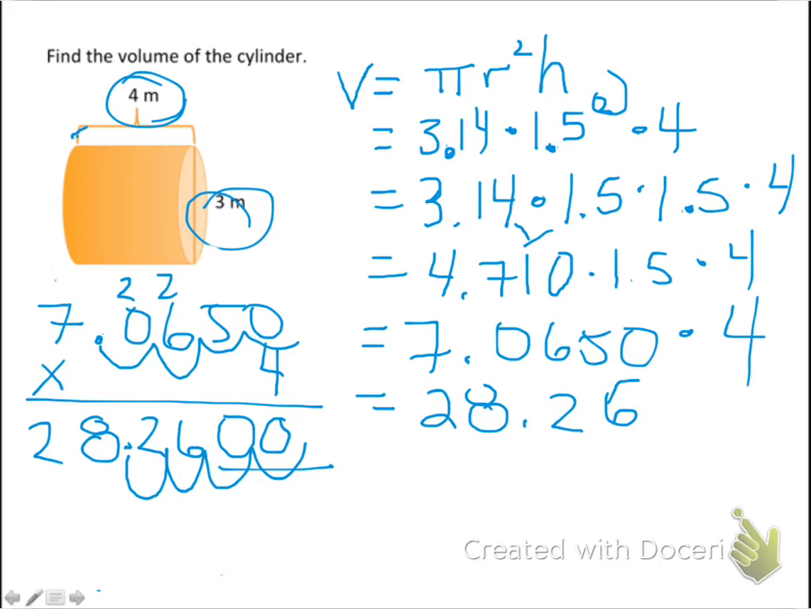Now I need to think about my units. What units is this measured in? Meters. And remember that because it's volume, it's going to be meters cubed. And that's it. If you have any questions, please raise your hand and ask me, or feel free to rewatch any part of the video.